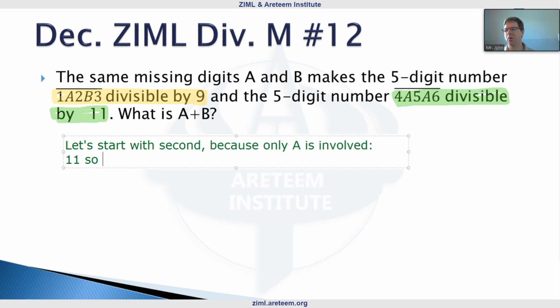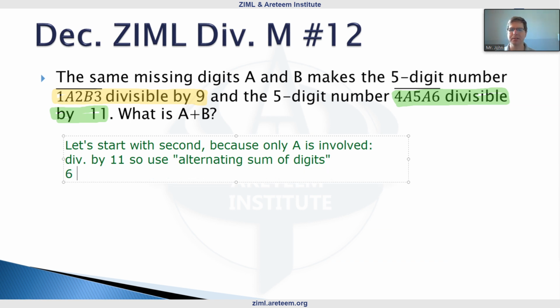For divisibility by 11, we use the alternating sum of digits. So what do we have in this case? We have 6 minus A plus 5 minus A plus 4. This is the same as 15 minus 2A. So what does 15 minus 2A have to be equal to?